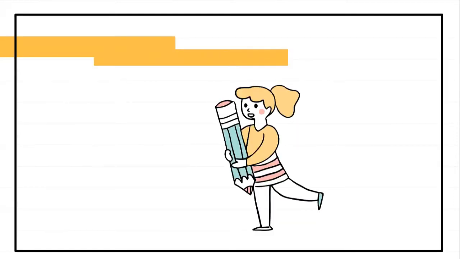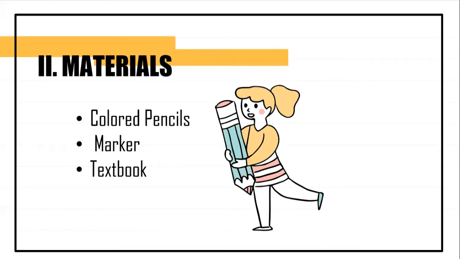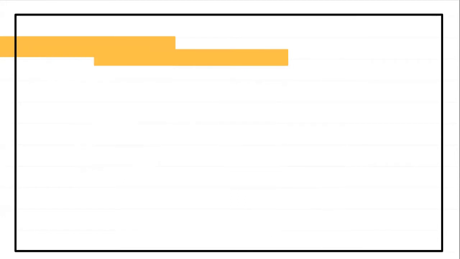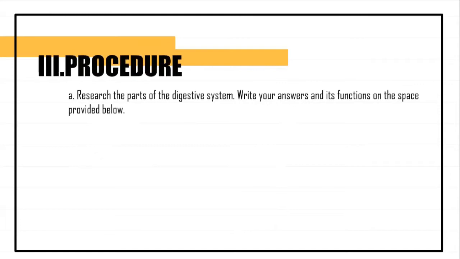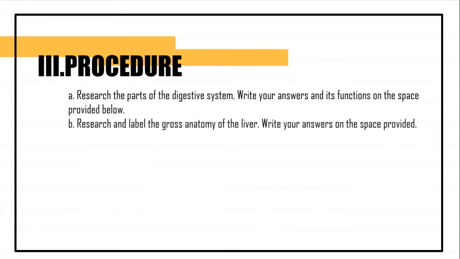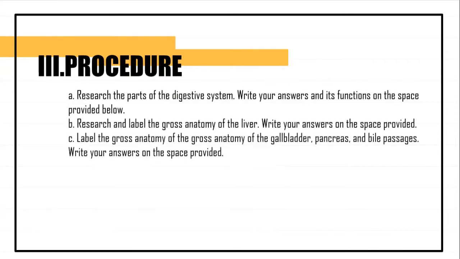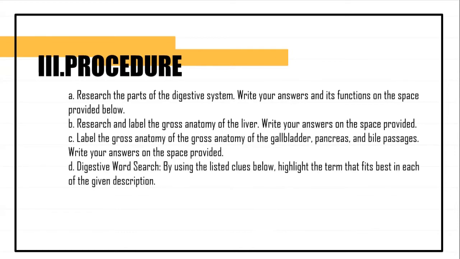Materials used are colored pencils, marker, and the textbook. Procedure: first is to research the parts of the digestive system, to research and label the gross anatomy of the liver and the gross anatomy of the gallbladder, pancreas, and bile passages, and a digestive word search using the listed clues below by highlighting the term that fits best in each of the given descriptions, and the digestive system crossword, which is to solve the following crossword puzzle.